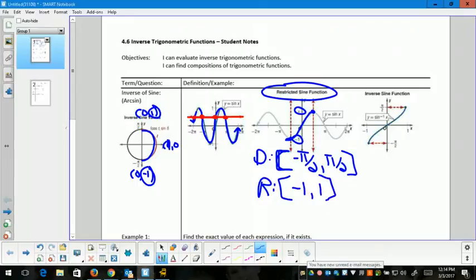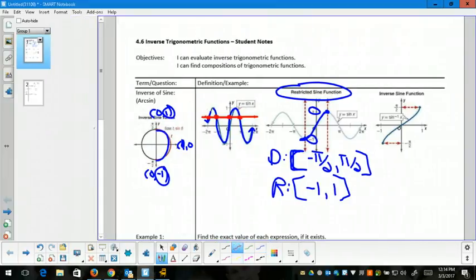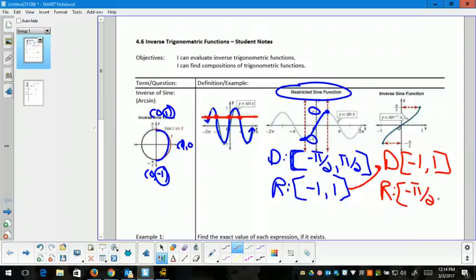What does this mean for its inverse? How am I going to find the domain and range of the inverse? What's true about the domain and range of inverse functions? Swap them. Just like when you go to solve, you switch x and y. This range becomes the domain of the inverse. And the domain of the original function becomes the range of the inverse.